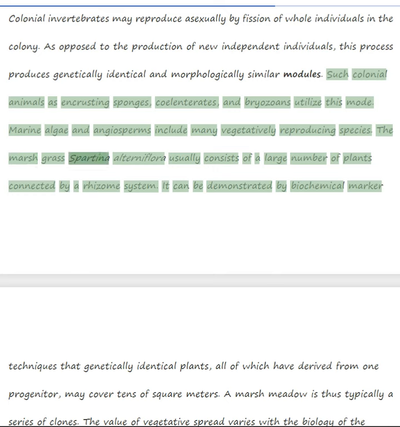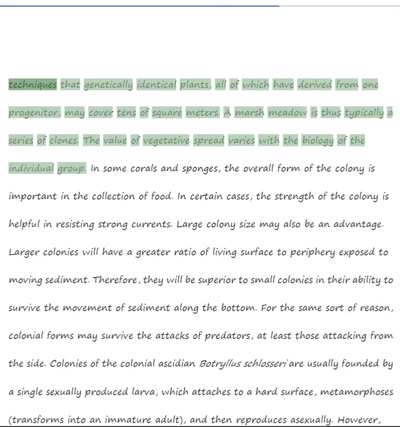The marsh grass Spartina alterniflora usually consists of a large number of plants connected by a rhizome system. It can be demonstrated by biochemical marker techniques that genetically identical plants, all of which have derived from one progenitor, may cover tens of square meters. A marsh meadow is thus typically a series of clones.